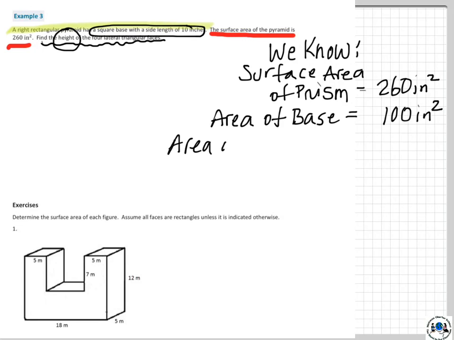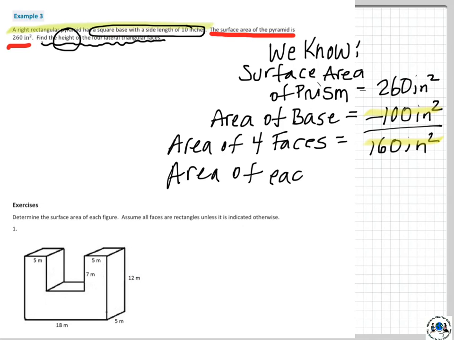And then we know the area of the 4 faces is going to be what's left over. So these are all the things we know here. Based on what they told us, we figured this, and we calculated this one as well, using what was given to us. So the area of the 4 faces is 160 square inches. Based on that, we know the area of each face, because there are 4, is 40 square inches.